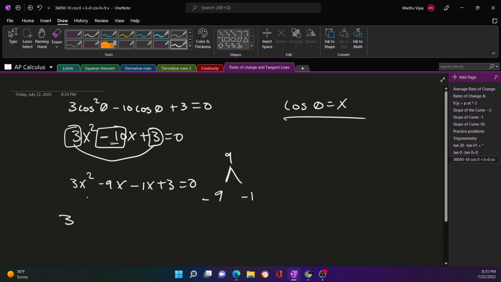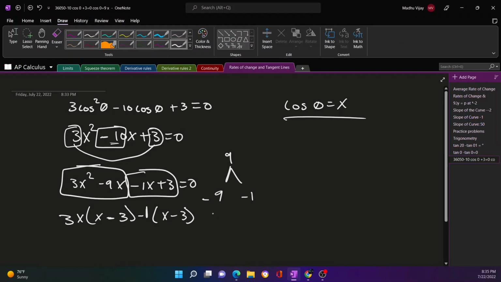Now just factor it. We factor it by grouping now. So group these together and these together. So 3x would be our common factor here, which leaves x minus 3. And then you factor out a negative 1 here, which is x minus 3 again on the inside.